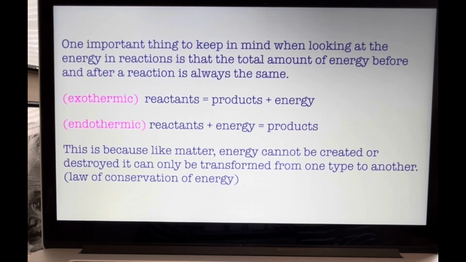So in endothermic reactions, heat energy plus the chemical energy stored in the bonds of the reactants is converted into the chemical energy stored in the bonds of the products. Either type of reaction, though, will have the total energy of one side equal to the total energy of the other side. This is because, like matter, energy cannot be created or destroyed. It can only be transformed from one type into another, and this principle is known as the law of conservation of energy. We'll read more about how energy is conserved in later physics modules.